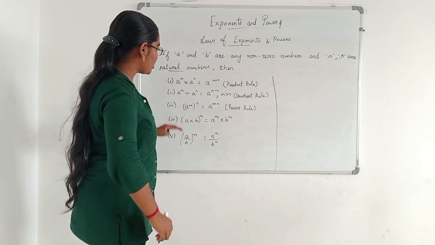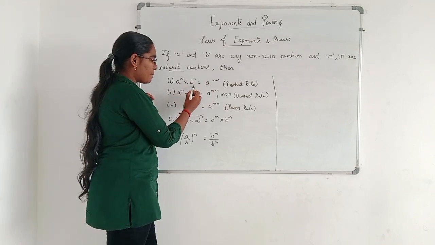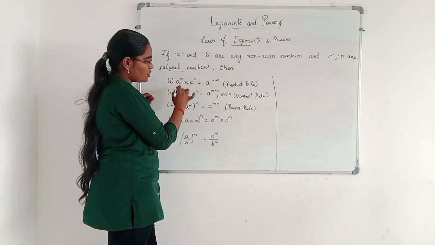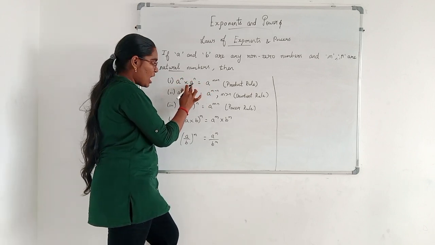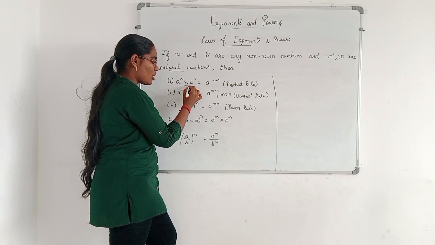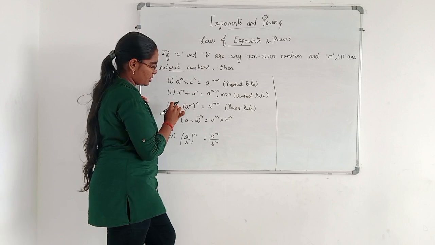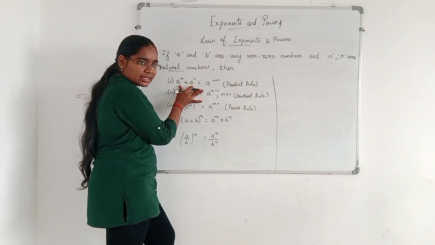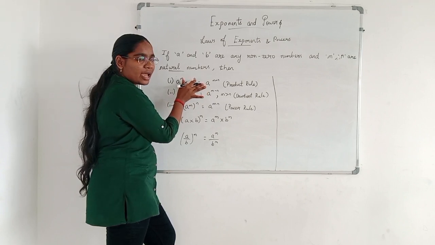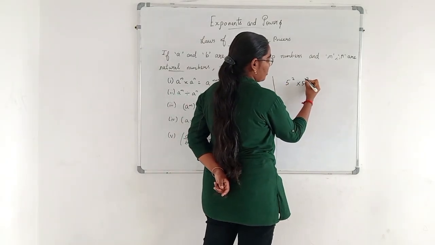Okay, so these laws. First law is the product rule. Here the concept is the base is the same and the exponent value is different. So if the base is the same and the exponent value is different, and these powers are in multiplication, then you can add the exponents. So again I am repeating, if the base is the same and those bases are in product, then you can add the exponents.